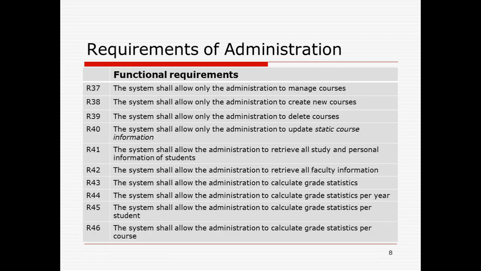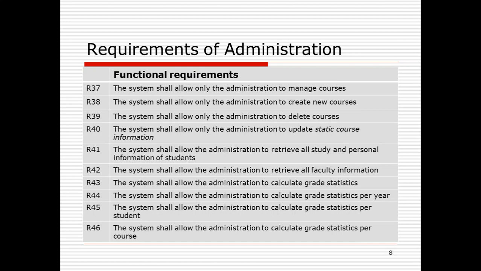Now, similarly, the functional requirements for administration. The system shall allow only the administration to manage the courses. That means to manage, either to update the courses or otherwise, this should be done only by the administration person. The system shall allow only the administration to create a new course. Any new course, if it is to be introduced, only the administrator will be allowed to do that. The system shall allow only the administration to delete a course. If some course has to be removed, only administration will be allowed to do that. Similarly, only administration can update the static course information.